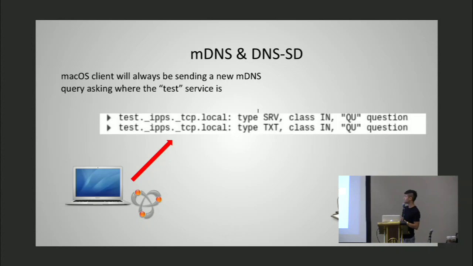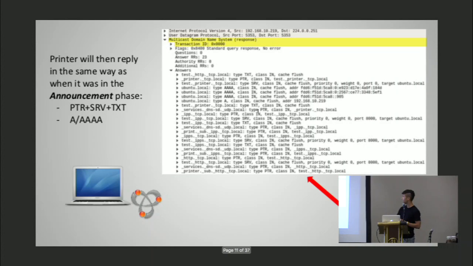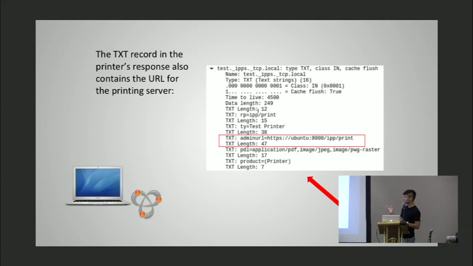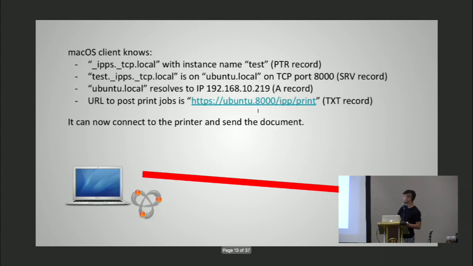And then it will send a query on the network like this, and the printer will then reply in the same way as it had done in the announcement phase by sending the triplet plus the A record and the TXT record, which also contains the URL for the printer, the printing server. So in this case, it's that one. And now the macOS client basically knows everything they need to connect to the printer and send the document.